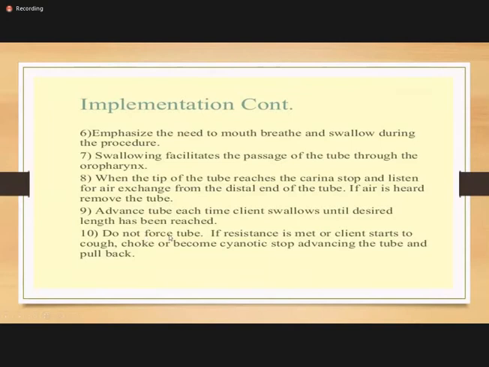Do not force the tube. If resistance is met or the client starts to cough, choke or becomes cyanotic, stop advancing the tube. If a patient is uncomfortable or coughs or chokes, please stop passing the tube and pull back.